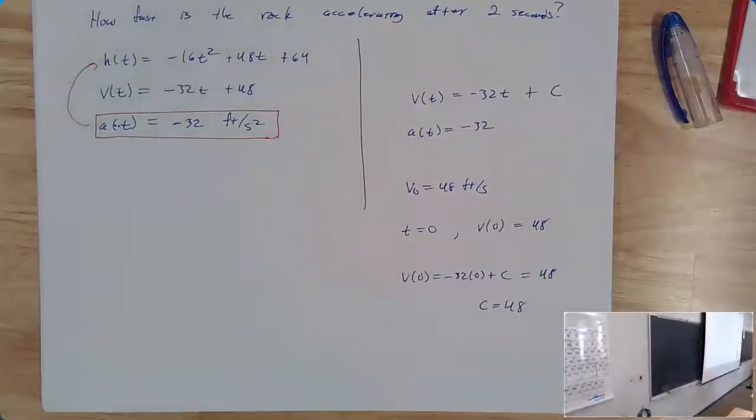No, it means the acceleration is always negative 32 no matter what. So here's the deal. We throw this rock into the air. After 1 second, it's slowed down by 32 feet per second. After another second, it's slowed down by another 32 feet per second. So every second, until the rock eventually hits the ground, its velocity is decreasing by 32 feet per second every second.